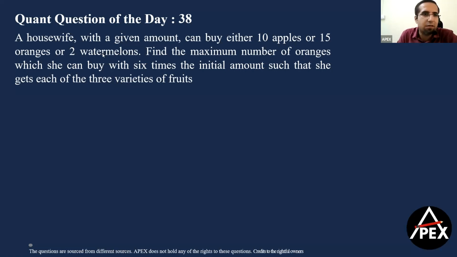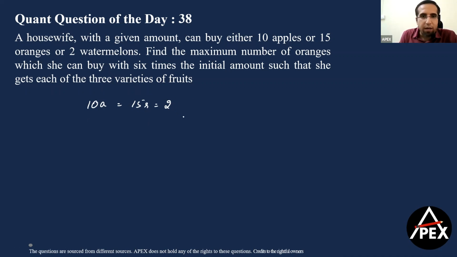This question says a housewife with a given amount can buy either 10 apples or 15 oranges or 2 watermelons. Right now, with a given amount, the total cost price of 10 apples should be equal to the total cost price of 15 oranges, which should be equal to the total cost price of 2 watermelons.